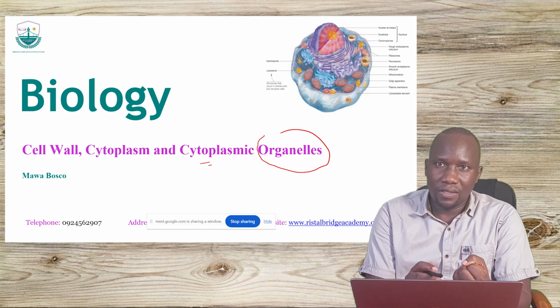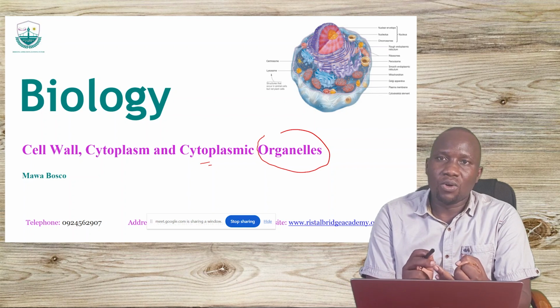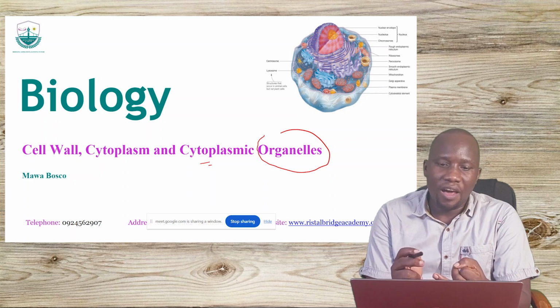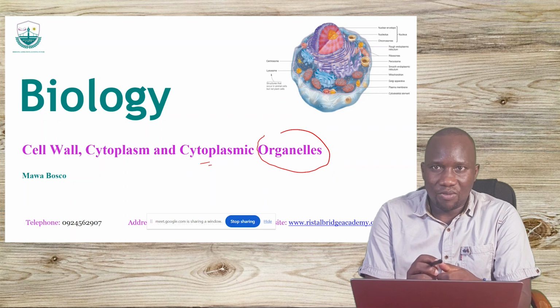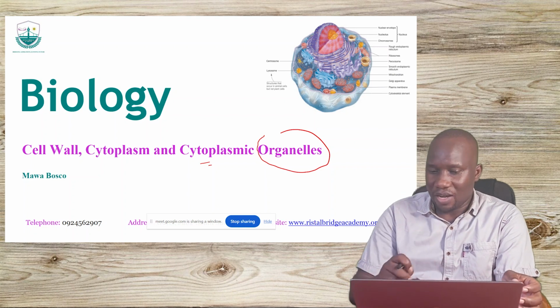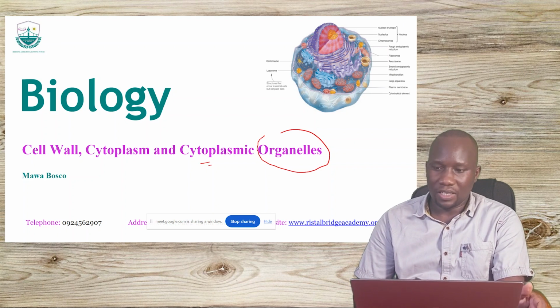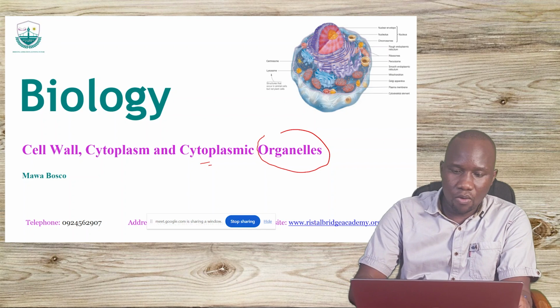So we are going to see what the cell wall is, what it is made up of, and what its functions are. Then we shall look at the cytoplasm. We will see what makes up the cytoplasm, and we'll see the functions of the cytoplasm. And then we'll look at the different organelles that are found within the cytoplasm. So this is going to be quite lengthy, about 1 hour probably. So please make sure that you are really set to follow this conversation from start to end. Okay?